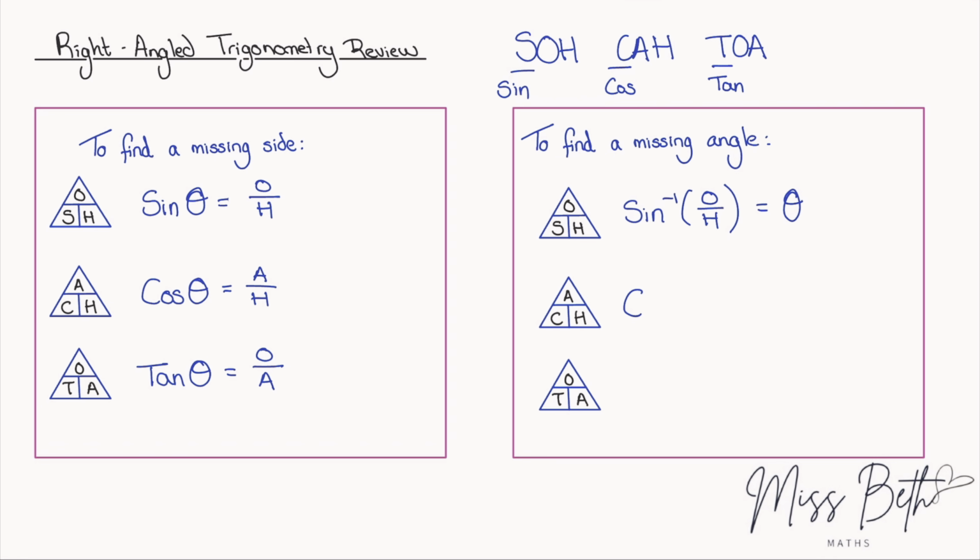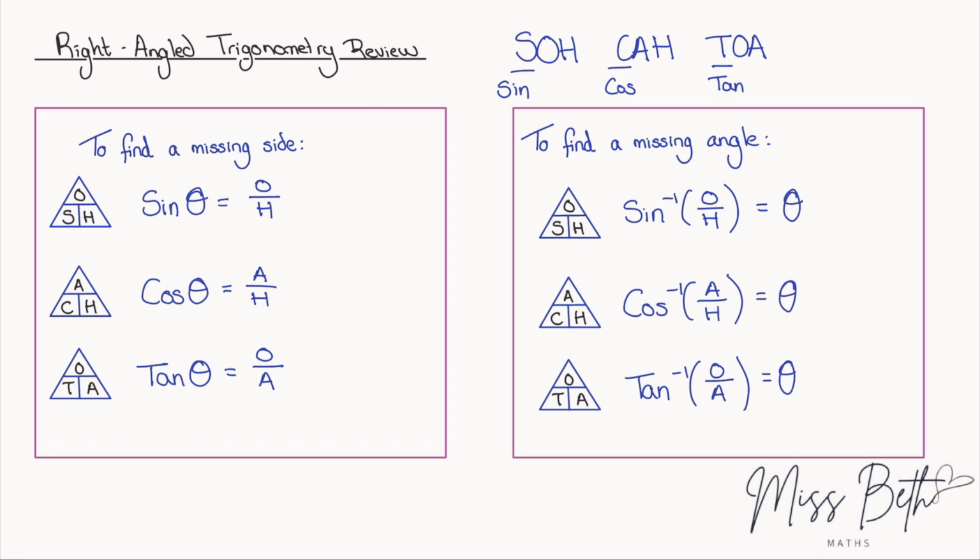You would do the same thing for cosine, so inverse cosine, and then within the brackets, the adjacent over the hypotenuse, and that would equal theta. And then the same thing for inverse tan, is the opposite over the adjacent, and that will give you the angle theta. Okay, so just make a note of these. You do need to learn them. It will really help your confidence within this topic, okay?